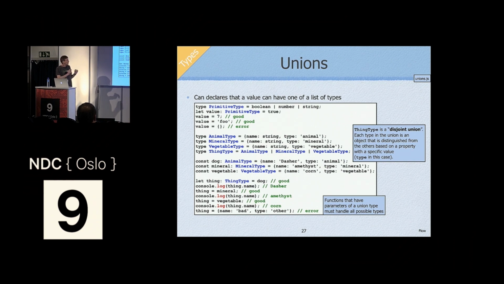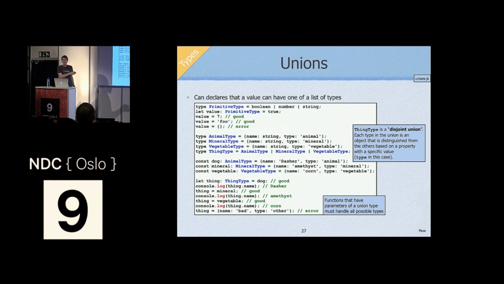And so why do I want to do this? Well, one reason is that you can take advantage of this in a switch statement. And I could switch on the type of one of these things. And down here, I want to say that thing is a thing type, and I assigned in a dog, but I could also assign in mineral or a vegetable. And then if I use that in a switch statement and I switch on the type property, it would know what other properties are present here.